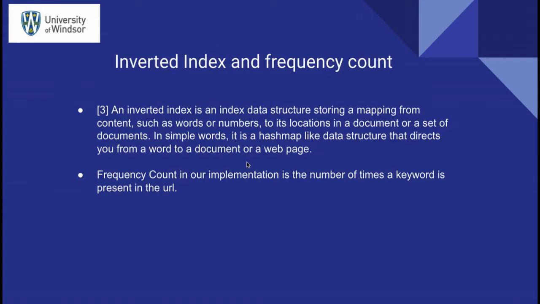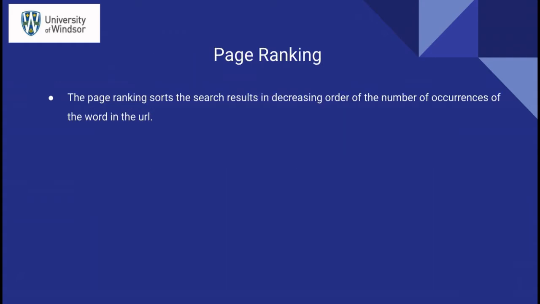Inverted, we have used the inverted index implementation so that for each word we can get the references where the word is stored and the frequency count of the number of times the word is stored in each reference. The page ranking feature sorts the URLs in decreasing order of the count of words. I mean, the URL which has the maximum number of words is shown first.